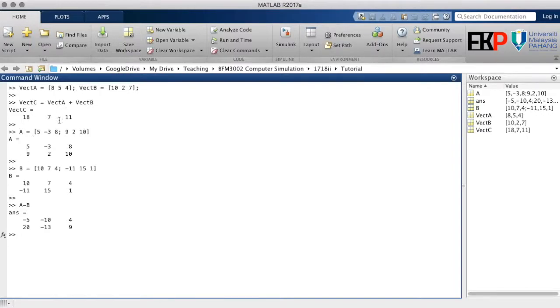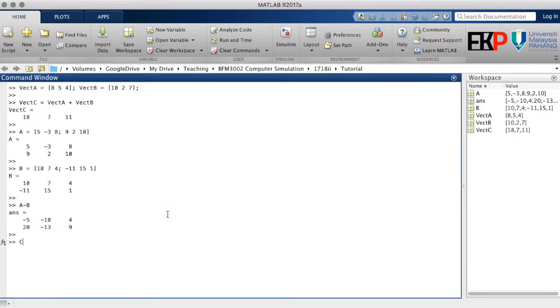So we get the first row, first column of A minus the first row, first column of B. So 5 minus 10, we get minus 5. Then the first row, second column of A, minus 3, minus the first row, second column of B. So you get minus 10, and so on.